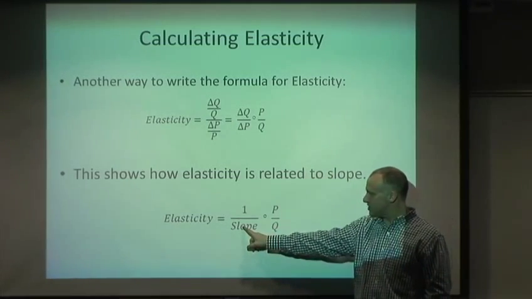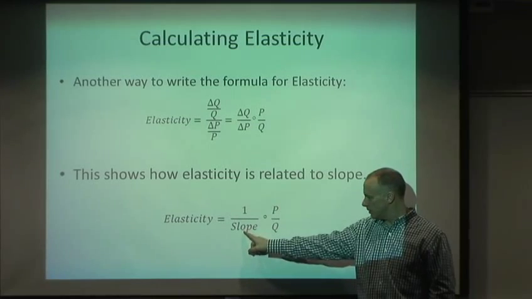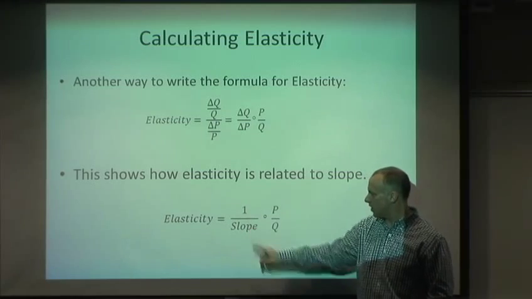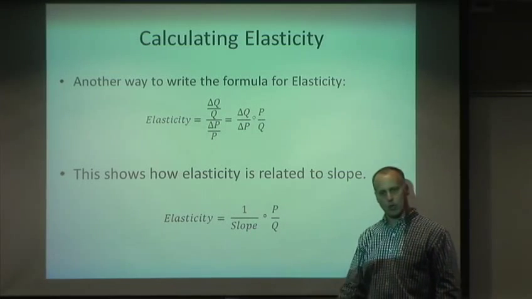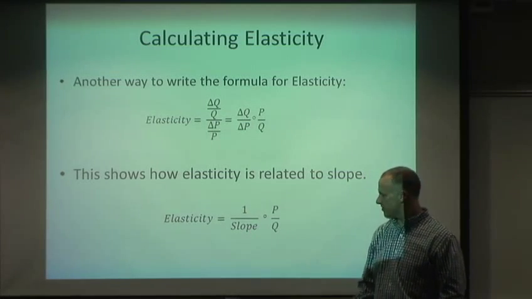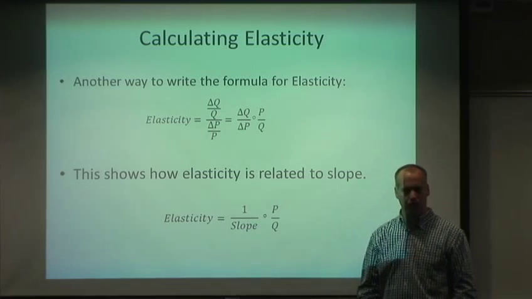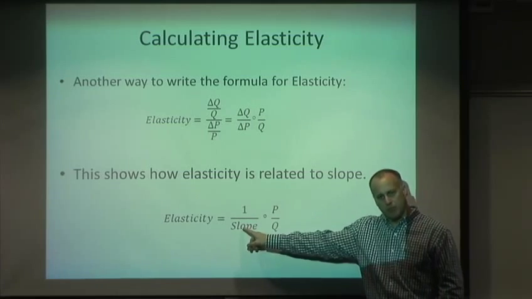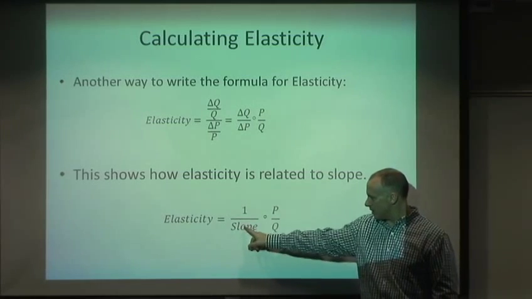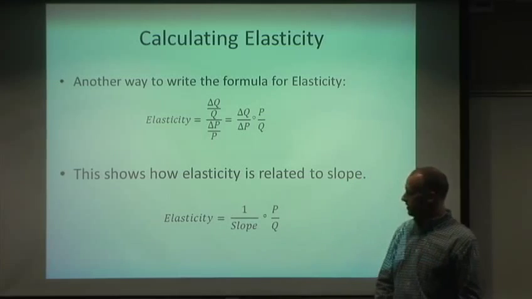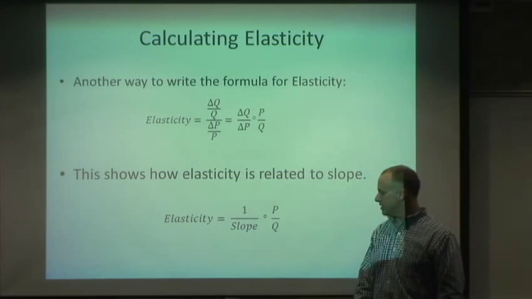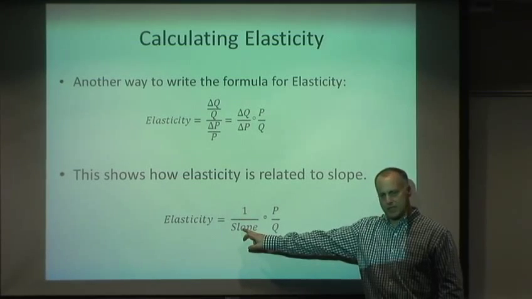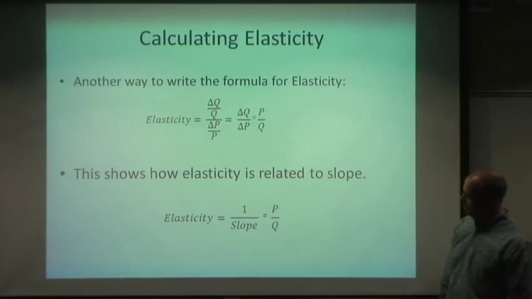As the curve gets steeper, as the denominator gets larger, elasticity goes down. The elasticity of supply will go down. The same will be true for the elasticity of demand. As the curve gets flatter, as the slope gets smaller, the denominator gets smaller, which means the elasticity rises, the elasticity increases. So a steeper curve is a lower elasticity, a flatter curve is a higher elasticity.